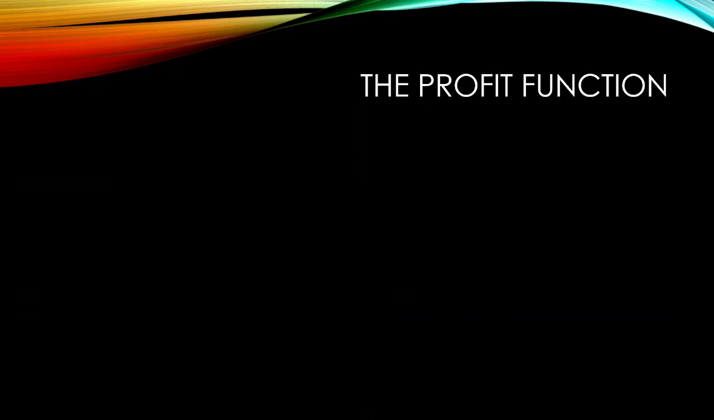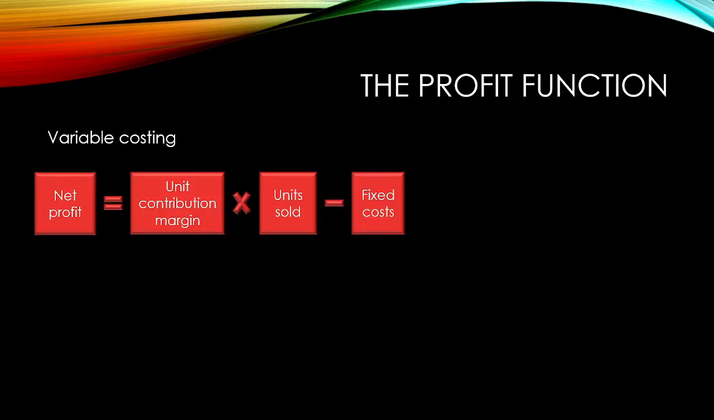Now, because of the different treatment of fixed costs, we have two different profit formulas for absorption and variable costing. The variable costing net profit is very easy. It is simply the contribution margin multiplied by the units sold and less the fixed costs. You will see here that variable costing is a function of our sales only. It is a very important formula to remember, as it will help us with our cost volume profit analysis.